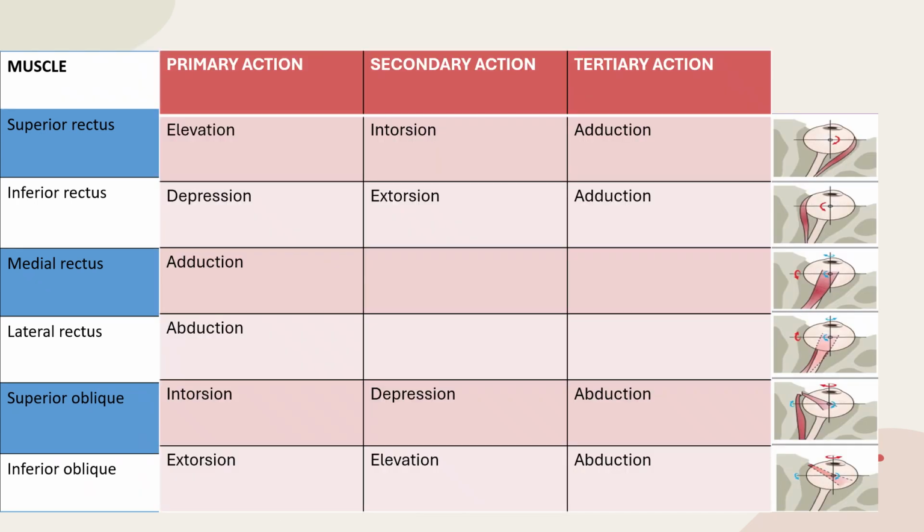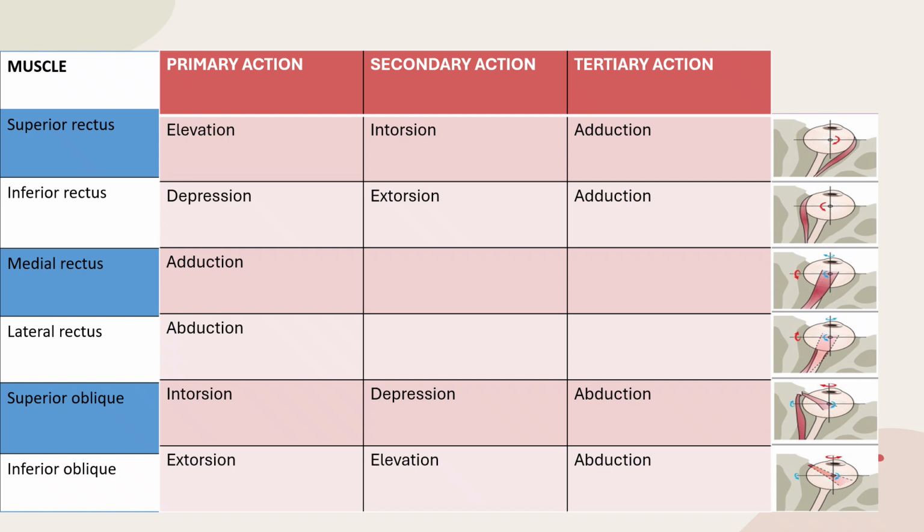If we talk about their actions, the medial and lateral rectus, as we know, have only one action, and that is their primary action. For the medial rectus, the action is adduction. For the lateral rectus, the action is abduction. Superior rectus, its primary action is elevation, and inferior rectus, depression. In secondary action, superior rectus has intorsion, and tertiary action is adduction. In inferior rectus, secondary action is extorsion, and tertiary action is adduction.